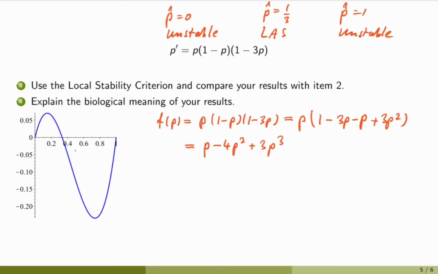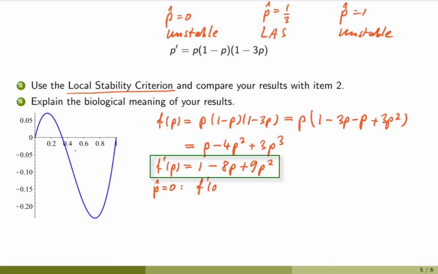If this is too quick, stop the video and do it on your own. So then we do the derivative f prime, which is 1 minus 8p plus 9p squared. Perfect. And so for the local stability criterion, we need to substitute our equilibrium points into f prime. So if we choose p hat equal to 0, we look at f prime at 0, which is 1. So 1 is positive, and then we should have unstable.